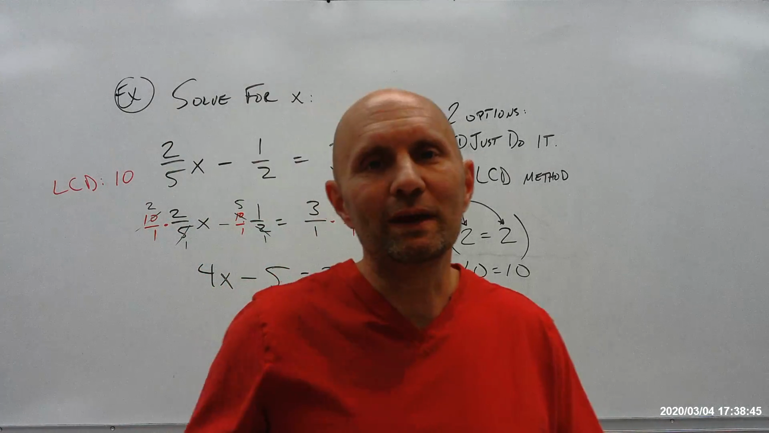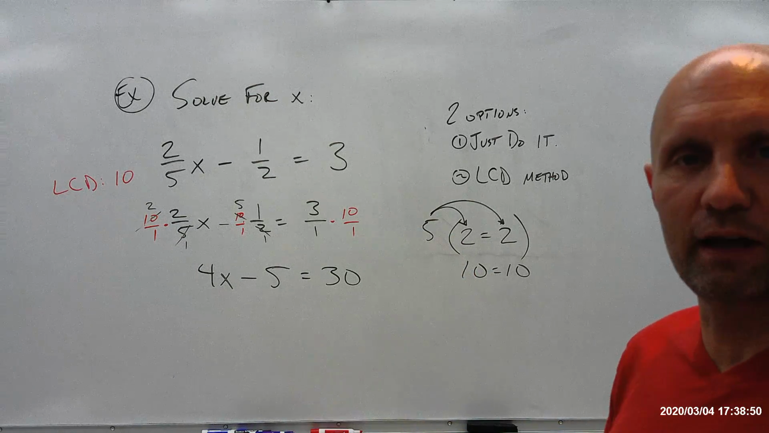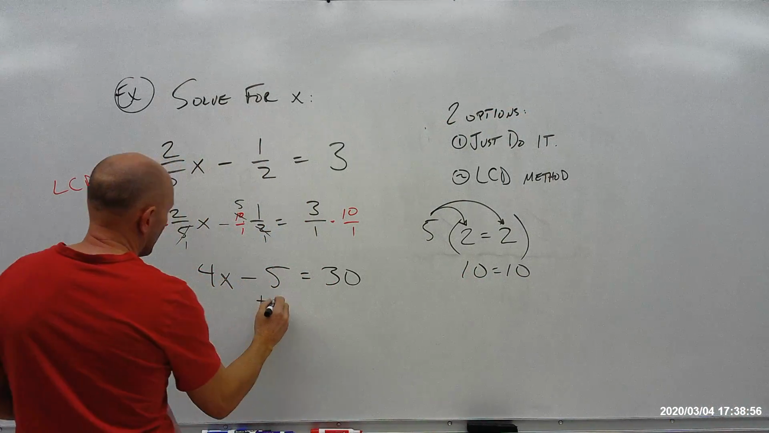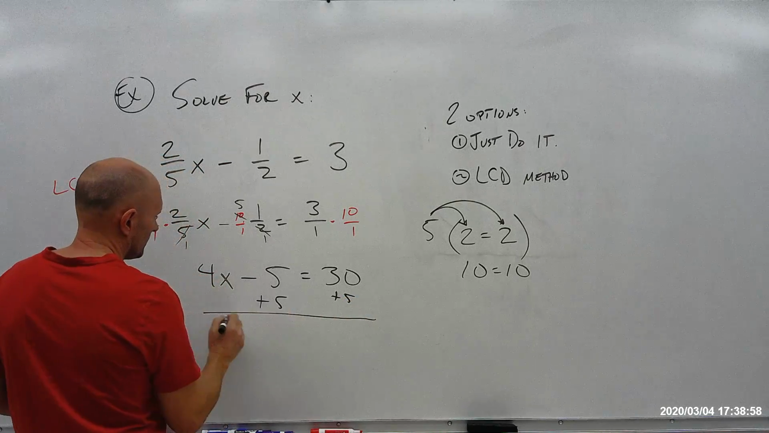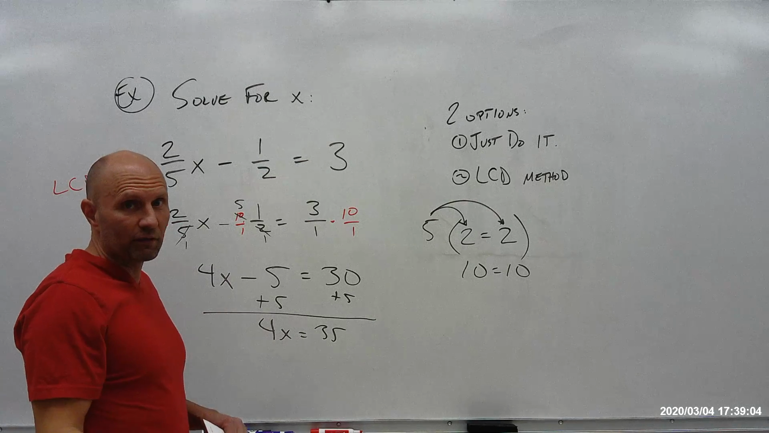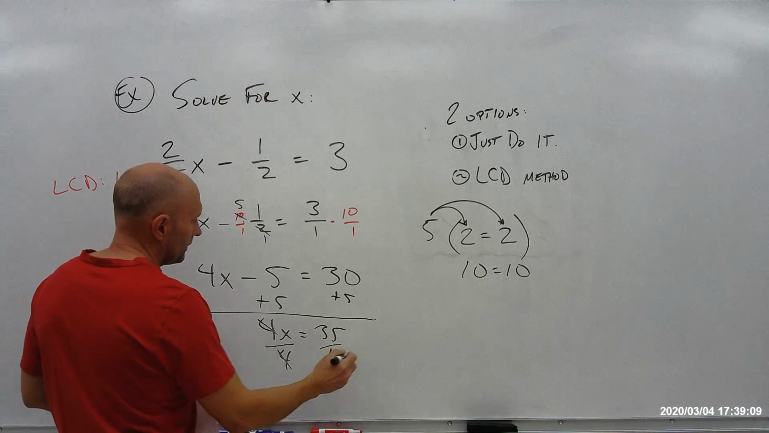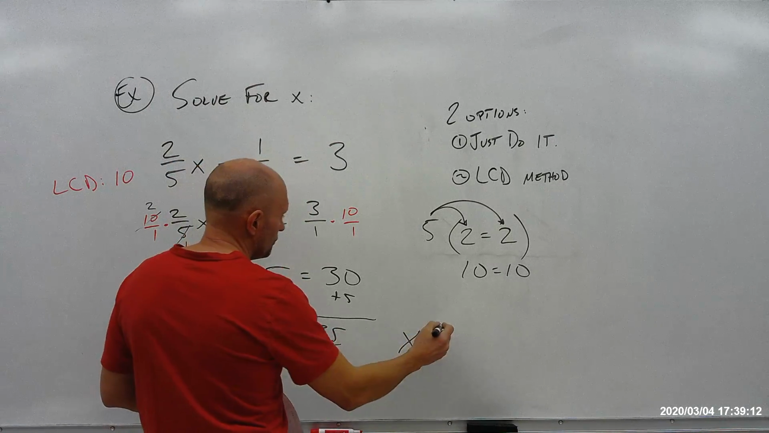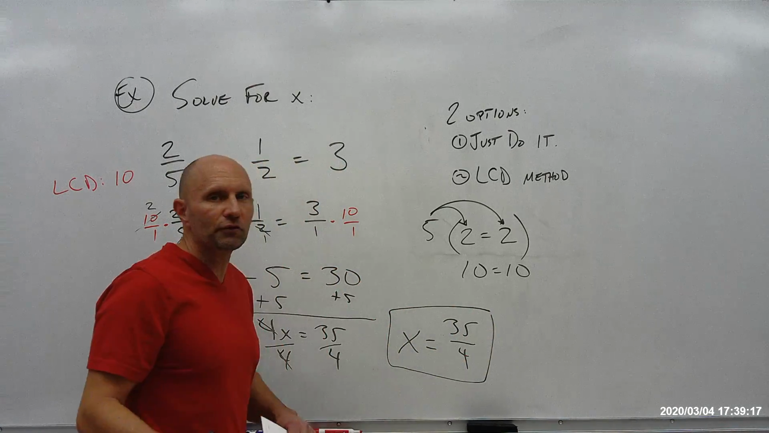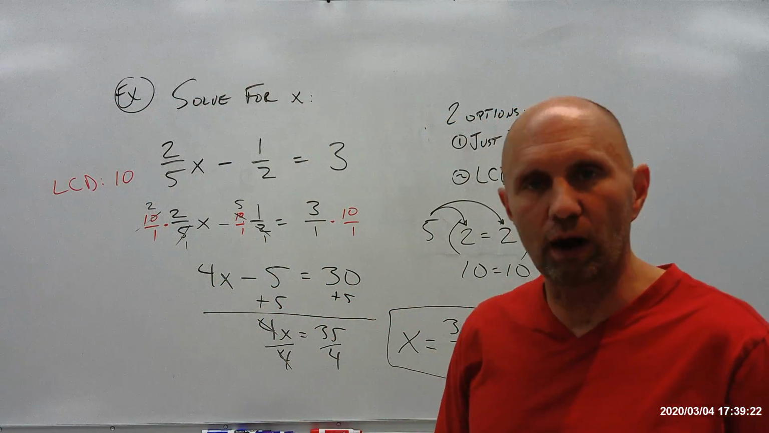So there we go. We got rid of the fractions. We don't have to deal with them anymore. Now I can solve this just like I've been solving these equations all day. So what do we do? We're going to add 5 to both sides. So we get 4x is equal to 35. As the last step says, go ahead and divide by the coefficient. So divide everything by 4. Tells me that x is equal to 35 over 4. So our answer ends up a fraction, but we didn't have to deal with fractions throughout the entire problem.